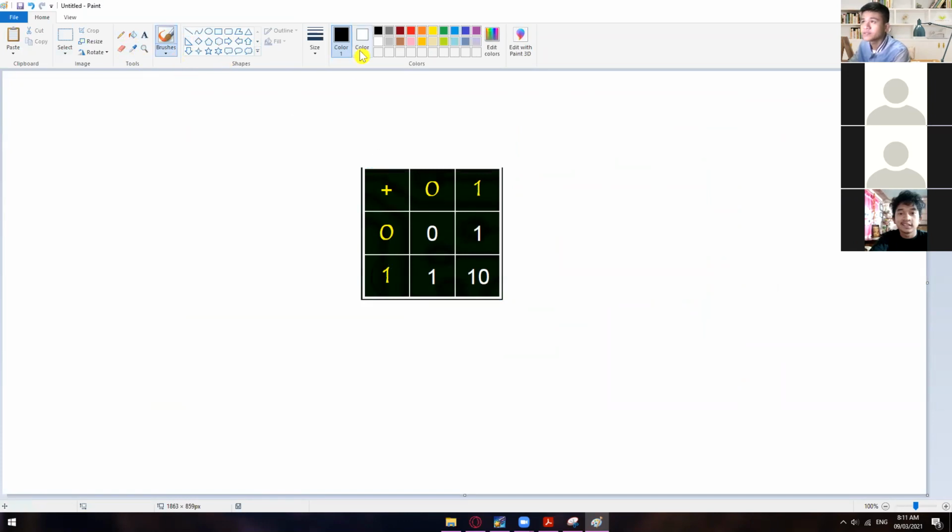So 1 plus 0 is 1. No problem with that. And 0 plus 0 is 0, no problem also. 0 plus 1 is 1, so there's also no problem. It's very common in our mathematics. However, once we have 1 plus 1, it is equal to 10. Is there anyone who has an idea how we got 10?